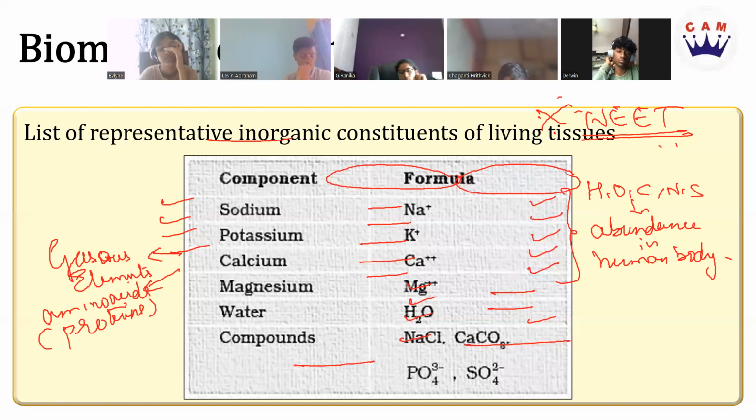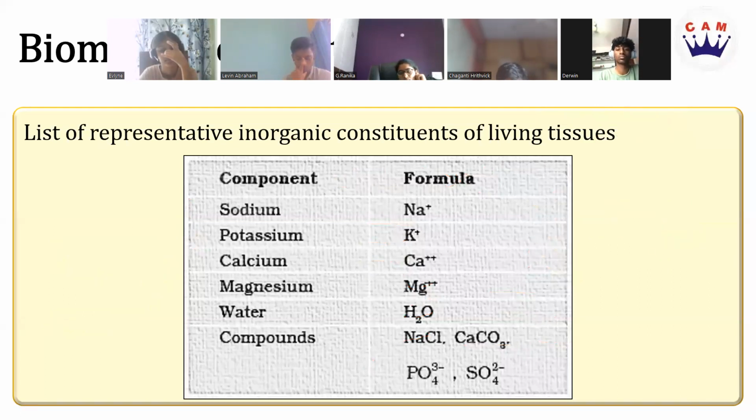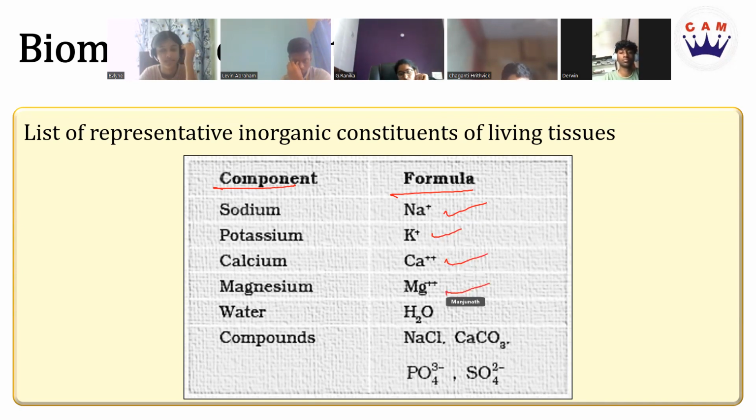Similarly, we also have a table representing the component and its formula. For sodium, we represent it as Na plus. All this is very simple for you, but still required to tell. Potassium K plus, calcium Ca plus plus, magnesium Mg plus plus, divalent ions. Water H2O, compound sodium chloride, calcium carbonate, phosphate and sulfate: PO4 3 minus and SO4 2 minus. Next.